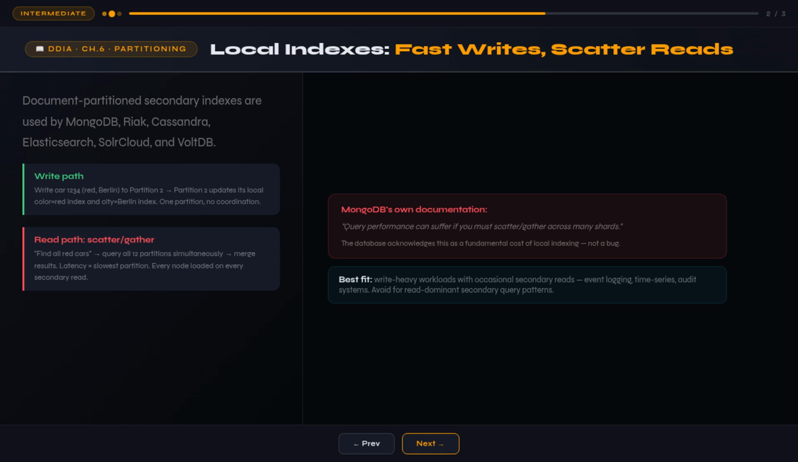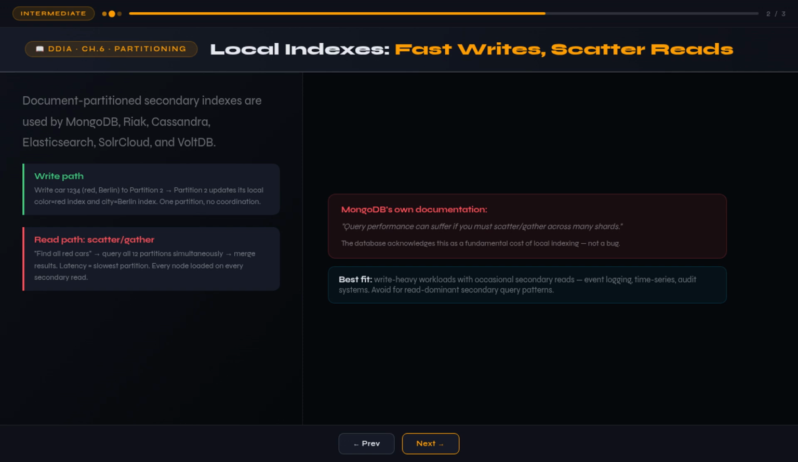Document partition secondary indexes are the simpler approach, and they're used by MongoDB, Riak, Cassandra, Elasticsearch, SolrCloud, and VoltDB. Here's how they work. When you write a record to a partition, the same partition updates all its local secondary indexes. Write car 1234, red, Berlin, $25,000, to partition 2. Partition 2 also updates its local index for color equals red, its local index for city equals Berlin, its local index for price_range equals 20-30K. Only one partition is involved in the write. Writes are fast and local.